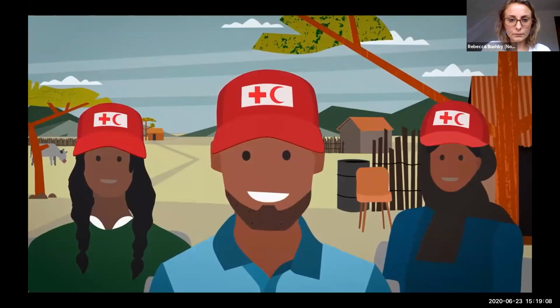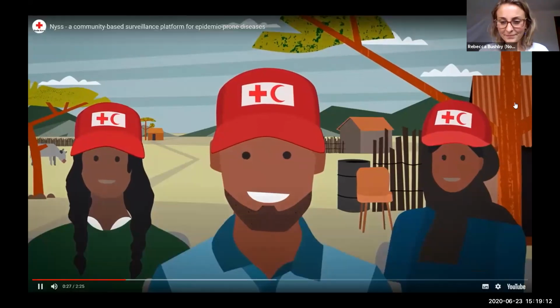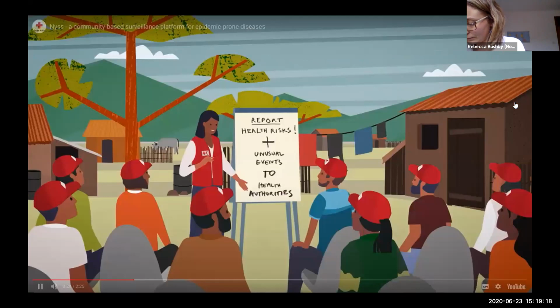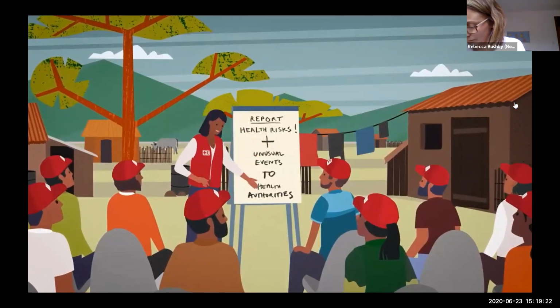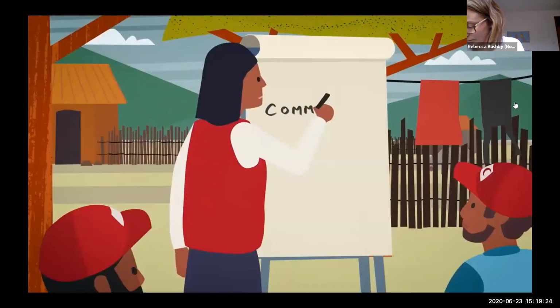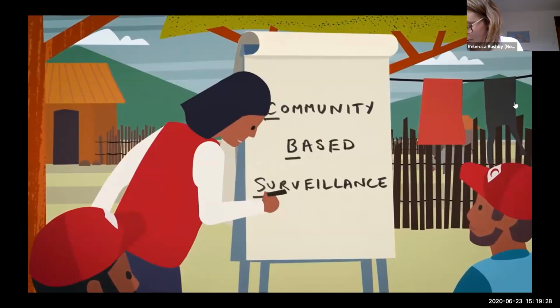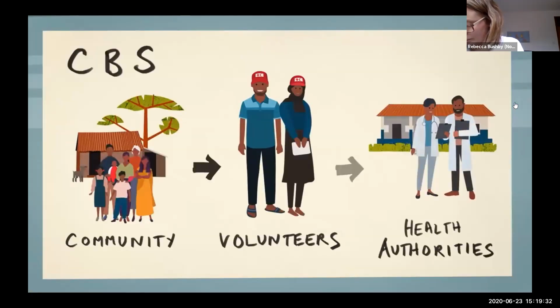As a Red Cross, Red Crescent volunteer, I have been trained to help my community when someone feels sick and to report any health risks I notice and other unusual events to the local health authorities. This is called community-based surveillance, or CBS. CBS helps me and other community members fill a gap in the surveillance system.